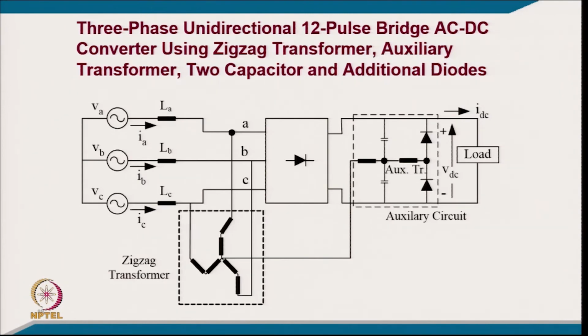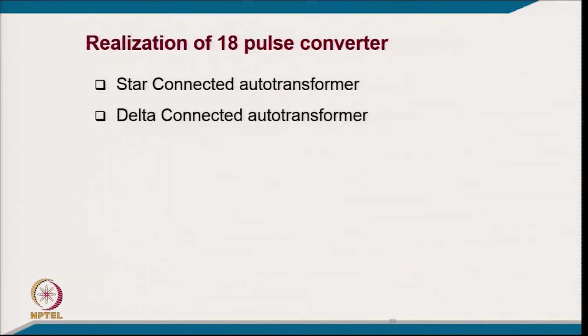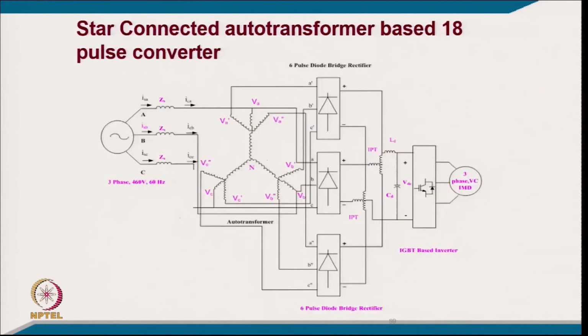Another is to get pulse doubling with a zigzag ripple injection. This 6 pulse we are able to convert to 12 pulse from this auxiliary transformer with an additional capacitor. And now for realizing the 18 pulse, we can have 18 pulse in many ways.